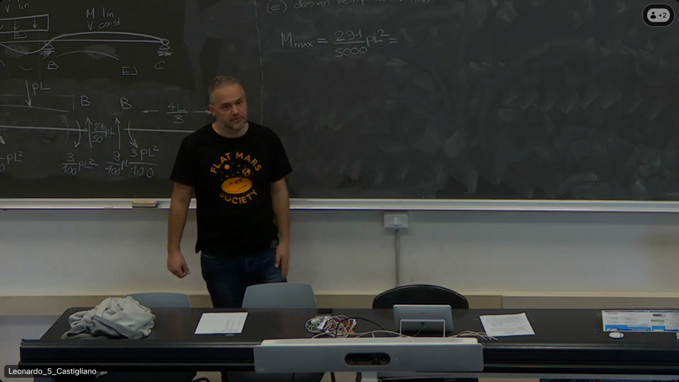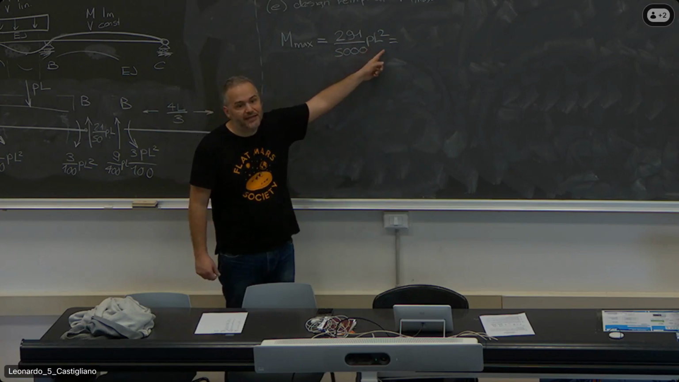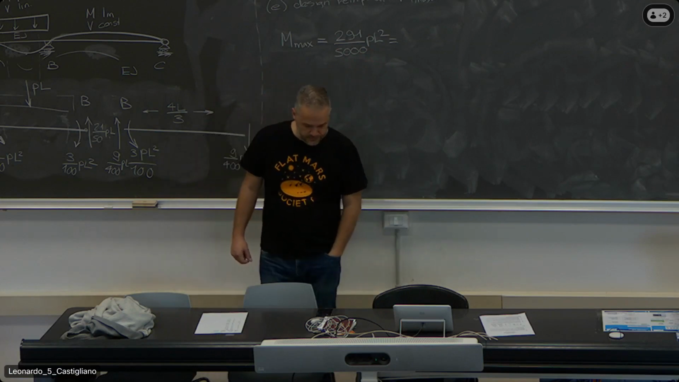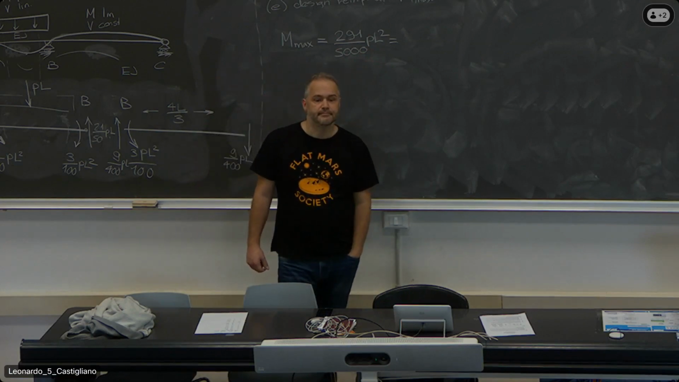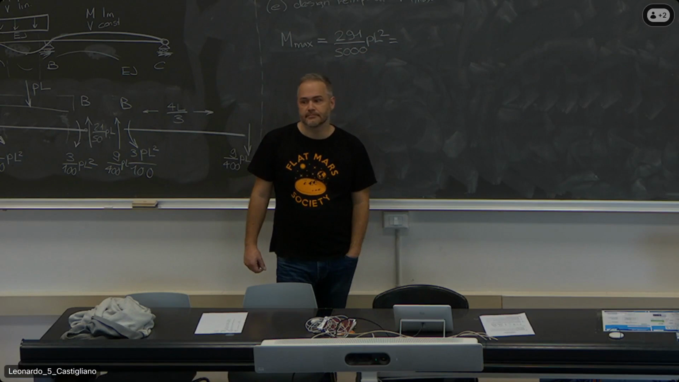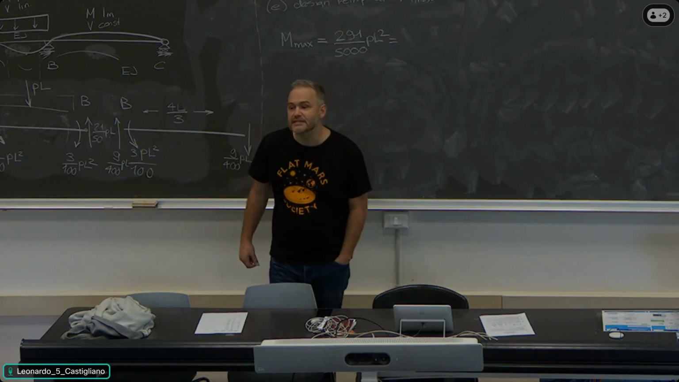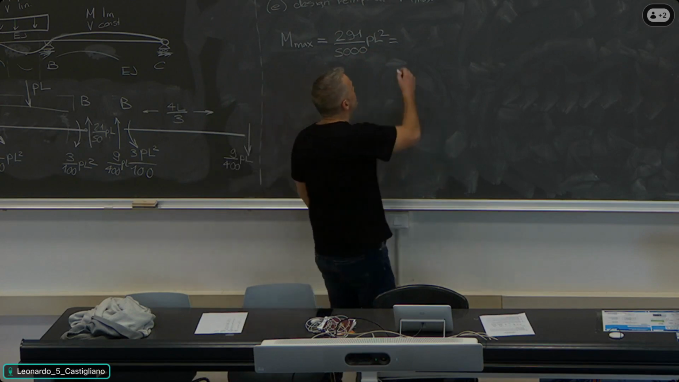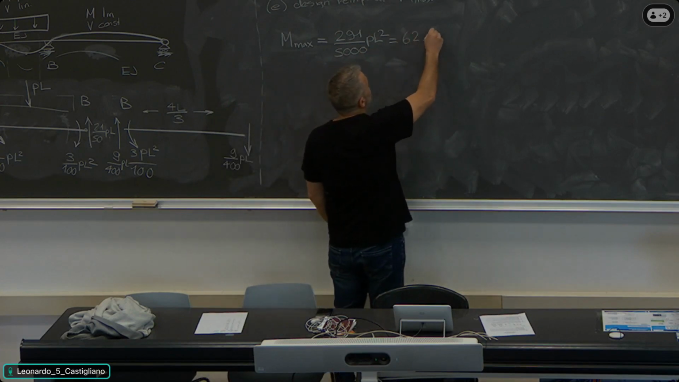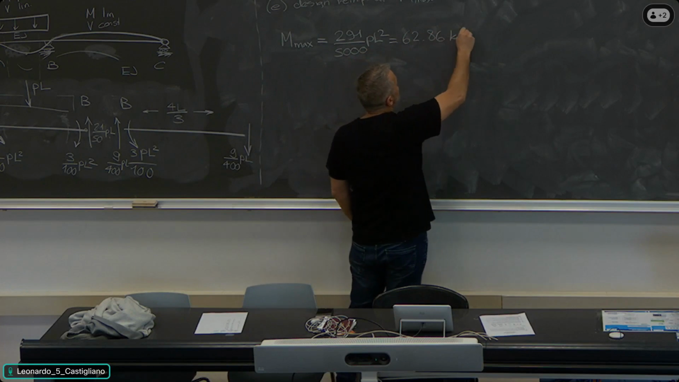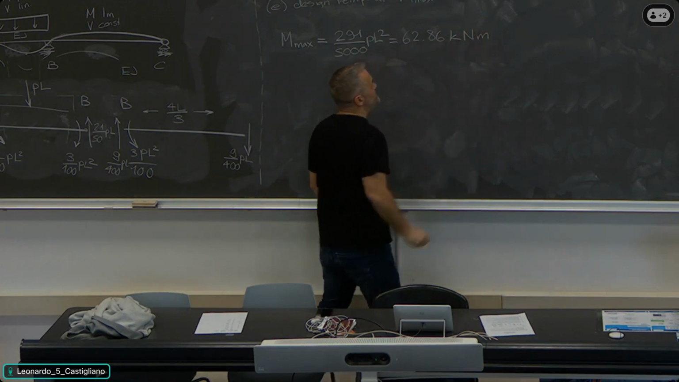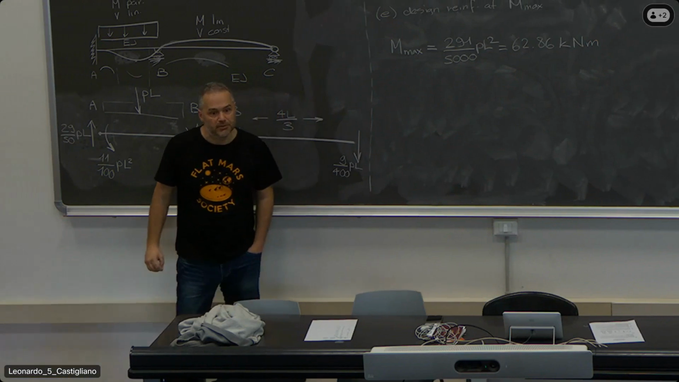P is 30, L is 6. 62.64? Well, I have 62.86, but it's okay. 62.86 kilonewton times meter. That's the unit of measure for bending moments.